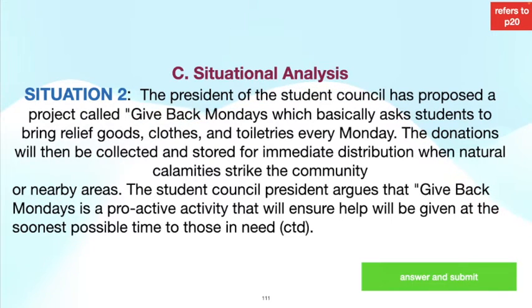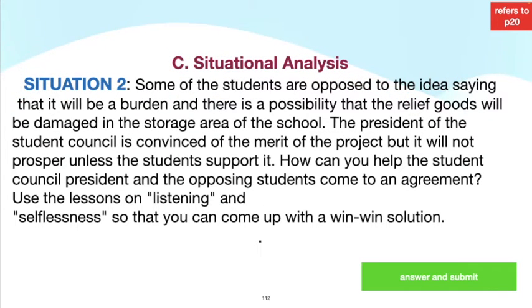Situation two. The president of the student council has proposed a project called Give Back Mondays, which basically asks students to bring relief goods, clothes and toiletries every Monday. The donations will then be collected and stored for immediate distribution when natural calamities strike the community or nearby areas. The Student Council president argues that Give Back Mondays is a proactive activity that will ensure help will be given at the soonest possible time to those in need. Some of the students are opposed to the idea, saying that it will be a burden, and there is a possibility that the relief goods will be damaged in the storage area of the school.